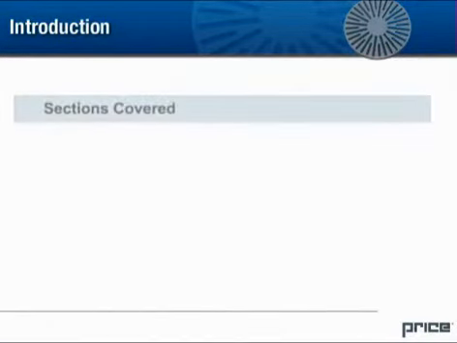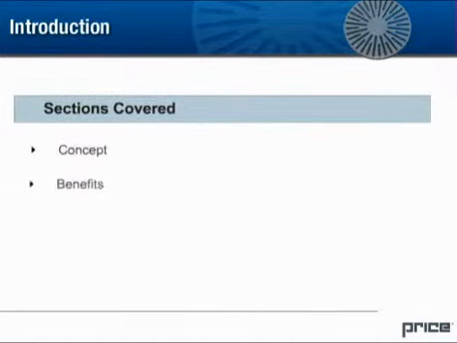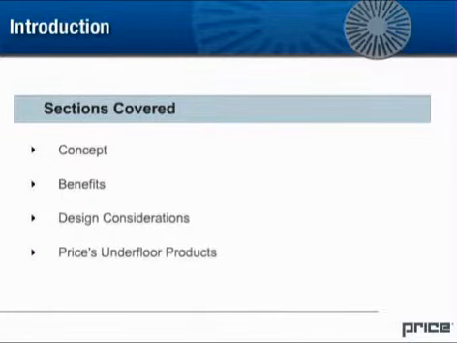In this unit, we will explore the concept behind underfloor air distribution, its benefits, and how it compares to other air distribution systems. We'll look at some design considerations and learn the importance of properly configuring a room in order to deliver air in an efficient way. Once we understand that, we'll take a look at Price's underfloor products, which can cover a wide range of applications.